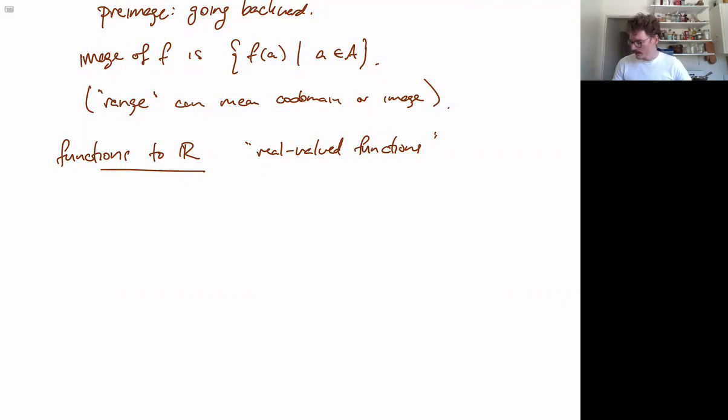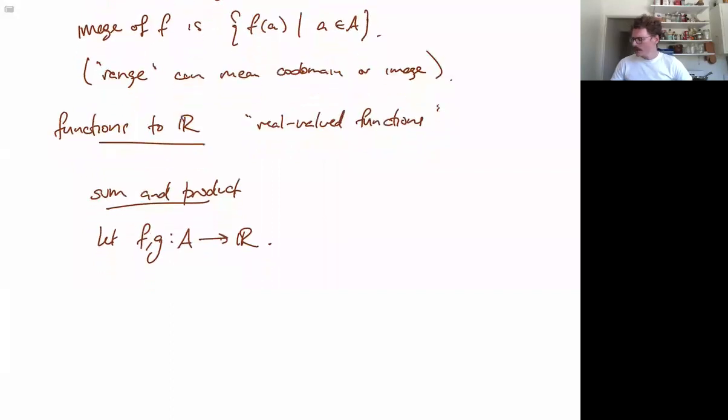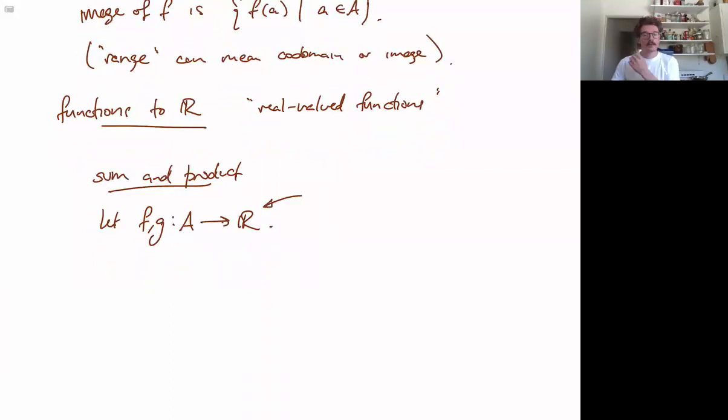So let's define that real fast. Sum and product. So say we have two functions from some set A to the real numbers. So they have the same domain and codomain. Then, and just to note, we could replace the real numbers with the integers or the rational numbers, basically anything where you can add and multiply the elements. That would serve just fine. But I'm going to stick with real numbers for now.